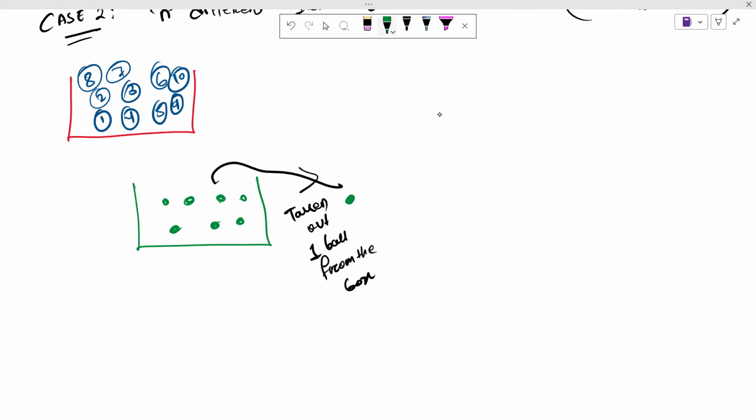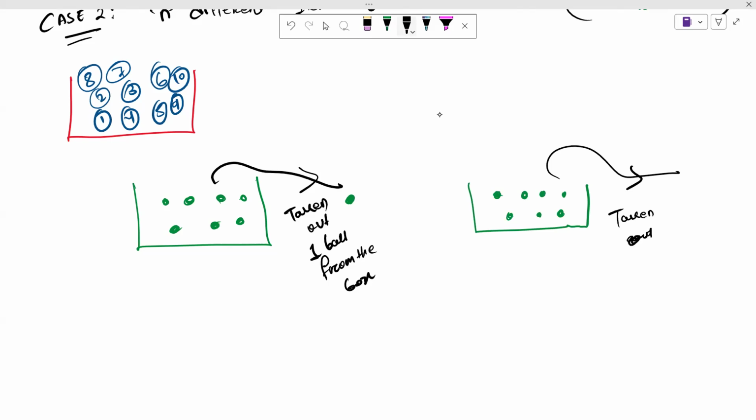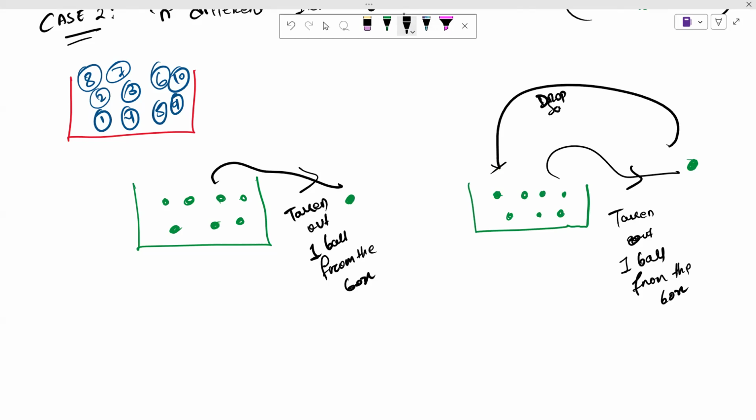So here we are not repeating that part. If there is another case, assume balls numbered 1, 2, 3, 4, 5, 6, 7. We take out one ball from the box, and then the same ball is dropped back into the box again.